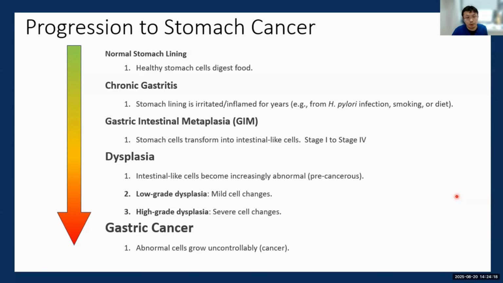How does it progress? Normally the normal stomach lining becomes chronic gastritis. As the inflammation continues, the lining of the stomach gets replaced with intestinal-like cells. Then the intestinal metaplasia can be staged into 4 different stages. The higher the stage, the higher the risk of developing dysplasia. After it becomes dysplastic, the risk of gastric cancer goes up.